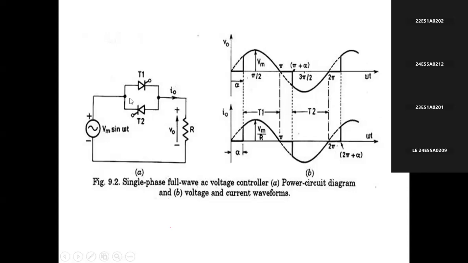Again at 2 pi, the polarity is changed. Now it is plus, this is minus. Plus is connected to T1. We are giving the firing pulse at 2 pi plus alpha. So from 2 pi to 2 pi plus alpha, both T1 and T2 are open.